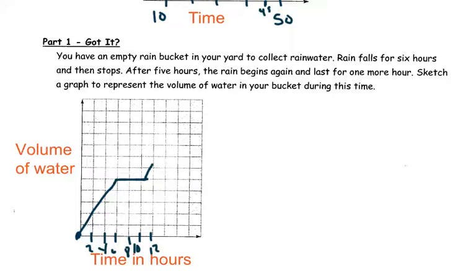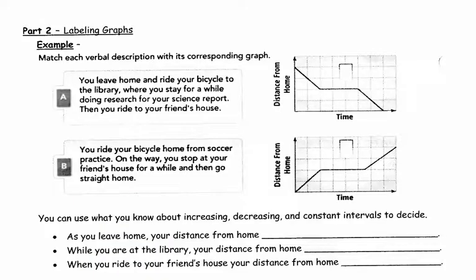Alright, turn your papers over to the back side. Now we have graphs shown, and we have to choose which scenario matches which graph. So scenario A says that you leave home and ride your bike to the library, where you stay for a while doing research for your science report. Then you ride to your friend's house.